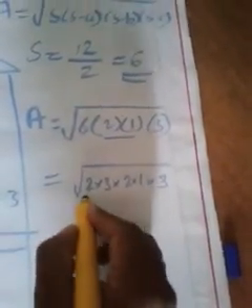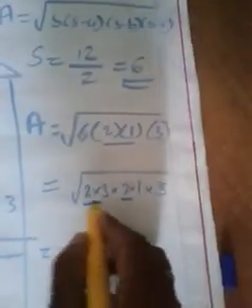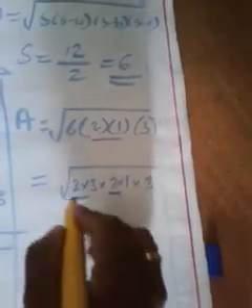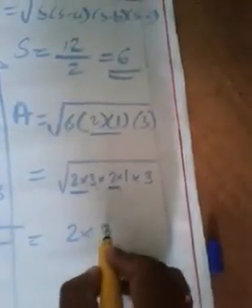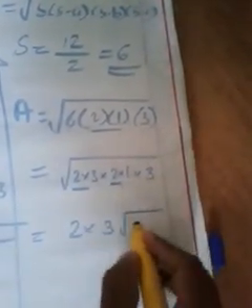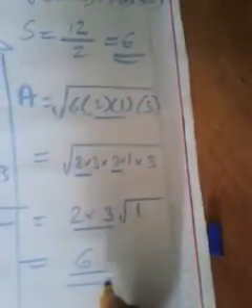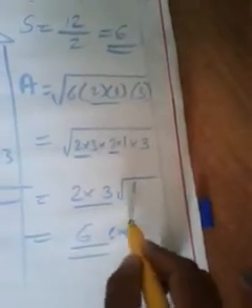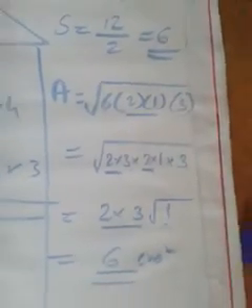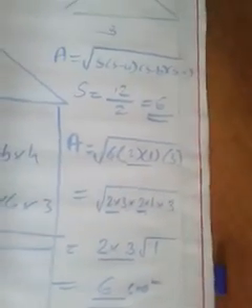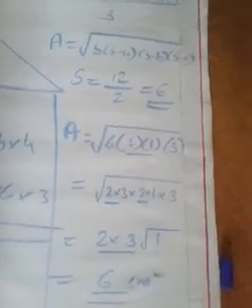Now just see, when you apply square root for 2 twos, it becomes 2. When you apply square root for 2 threes, it becomes 3. And what remains under the square root is 1. And what is 2 into 3? 6. What is square root of 1? 1 itself. So the answer is 6. If the unit is centimeter, the answer will be 6 centimeter square. If the unit is meter, the answer will be 6 meter square. This is how to apply Heron's formula. This is a very simple example.